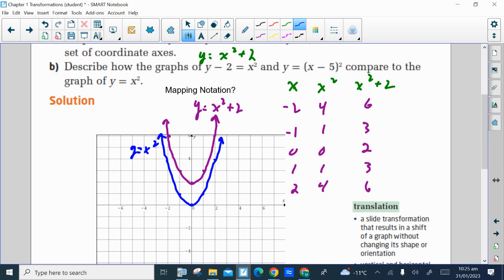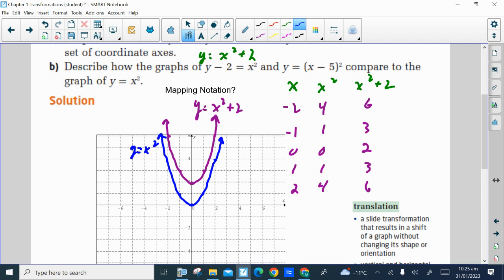The shape of the graph didn't change. It didn't get any wider or narrower. The orientation didn't change. Both graphs open upwards. What's changed is its location. All the y values were 2 more than the y values from the previous graph. The effect then is that the graph shifted up 2 units. That's what happened here. The graph shifted up 2 units.